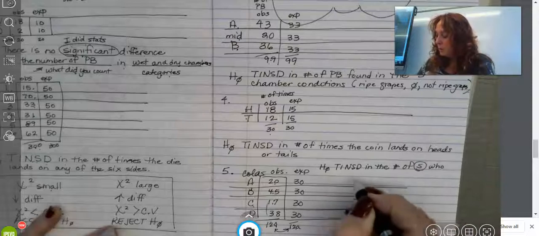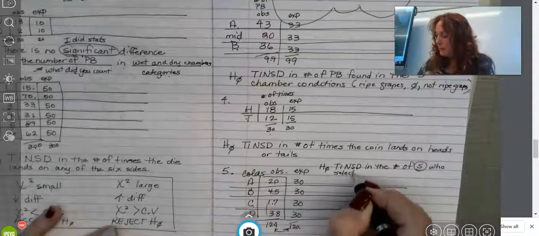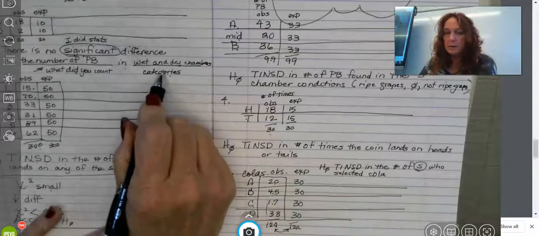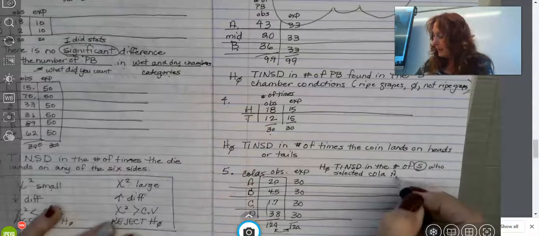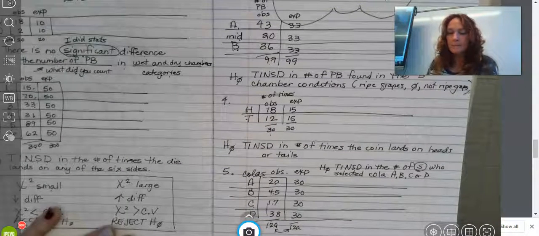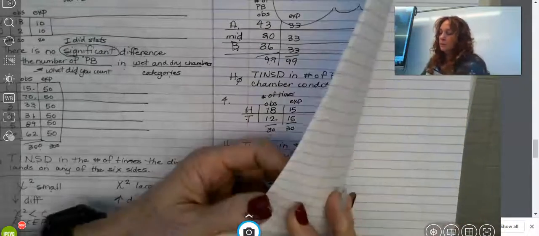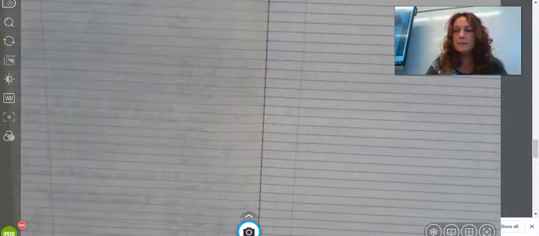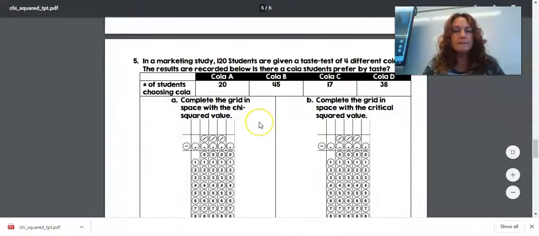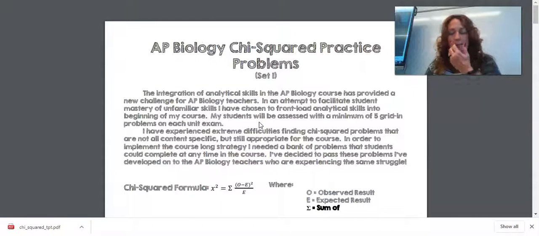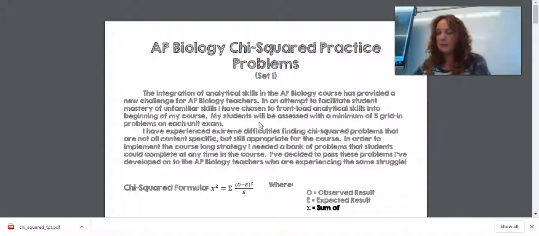Who selected cola, because now I'm going to put, what are your categories? Cola A, B, C, or D. Okay, so now let's look at 6. Whoops, just kidding. I guess there's 5. Hey, look at that. I can get it all on these pages.